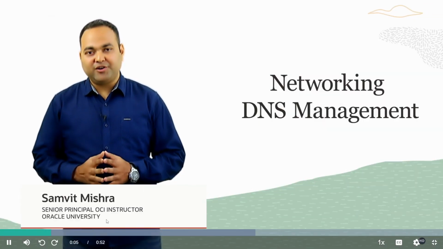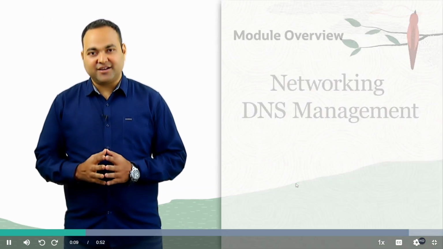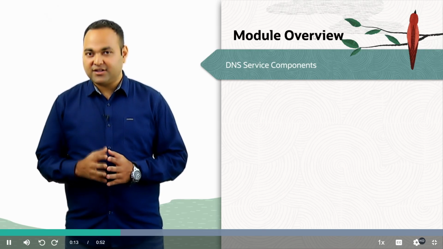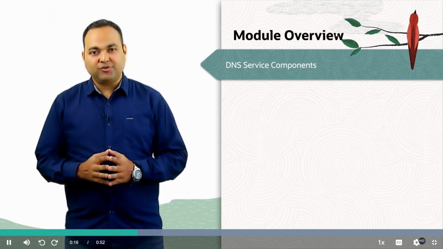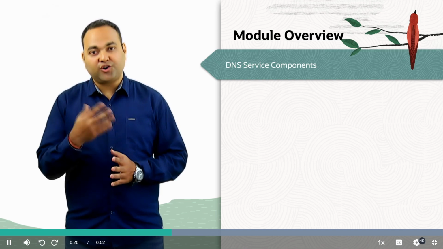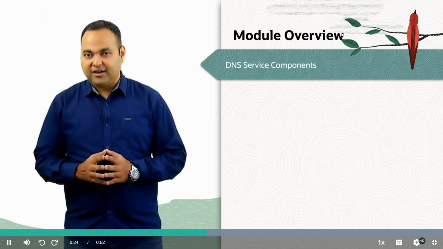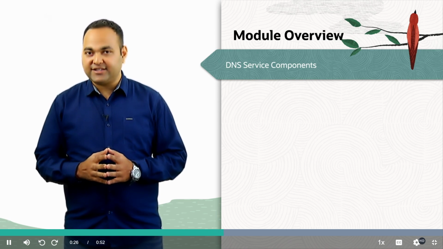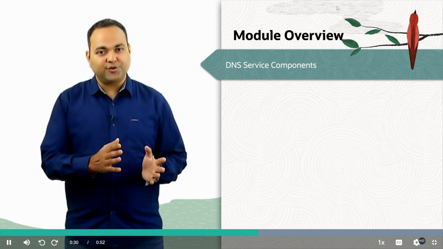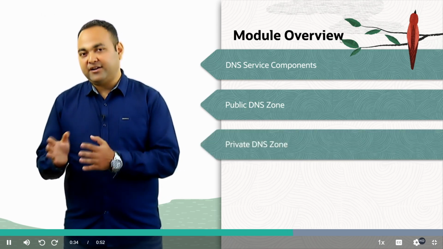Welcome to this module on DNS management. We'll first start the discussion on DNS service components, things like name servers, zones. I'll talk about the two different types of name servers, authoritative and non-authoritative, which is also known as recursive name server. I'll also talk about the process of DNS delegation, and then we'll talk about the two different types of zones that are available in OCI. Public DNS zone and private DNS zone.